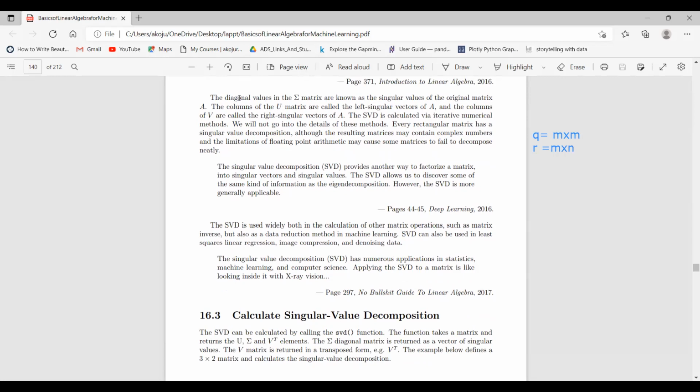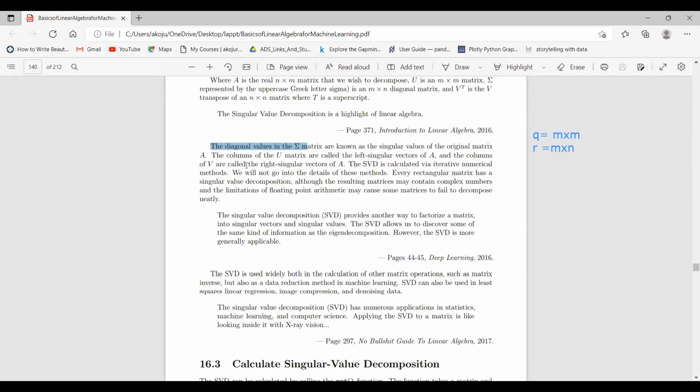The diagonal values come into the picture here. The diagonal values in the sigma matrix are known as the singular values of the original matrix A. The columns of the U matrix are called the left singular vectors of A, and the columns of V are called the right singular vectors. So what is a singular matrix? A singular matrix is one where we cannot find the inverse and the determinant will be 0. Then we call it a singular matrix.